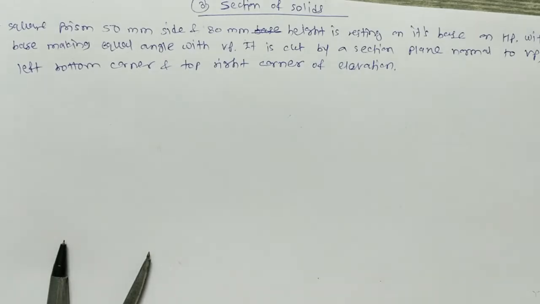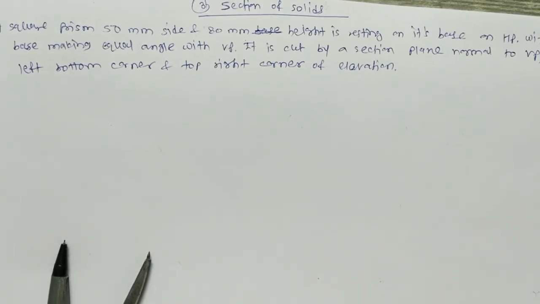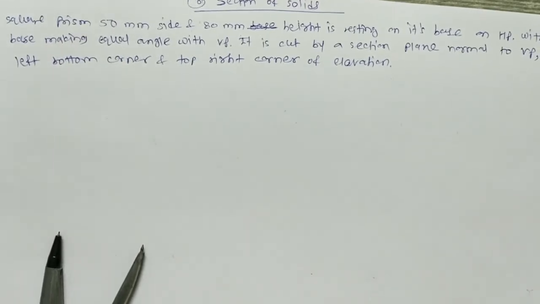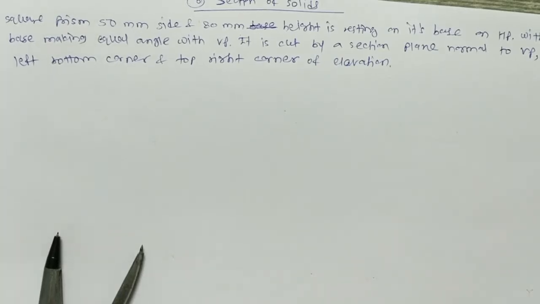Let us take one example. A square prism of 50 mm side of base and 80 mm height is resting on its base on HP with all sides of base making equal angle with VP. It is cut by a section plane normal to VP and passing through left bottom corner and top right corner of elevation. Square prism side is given as 50 mm and is resting on its base on HP. So we will draw the square prism in HP with all sides of base making equal angle with VP.